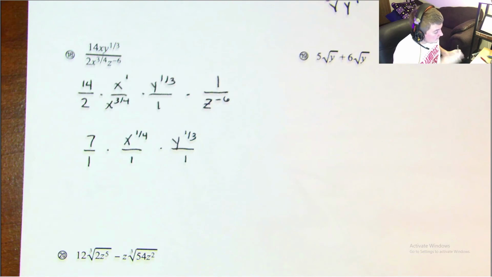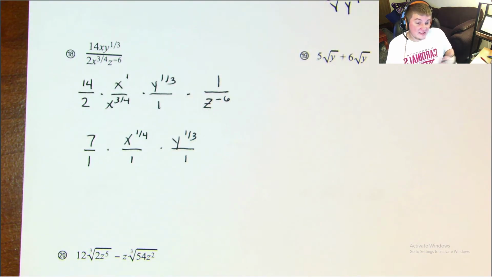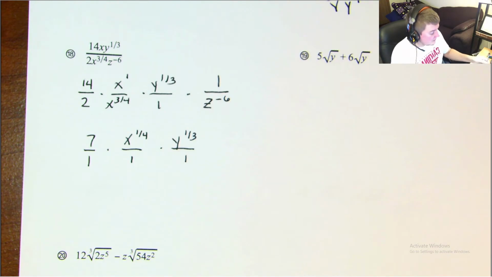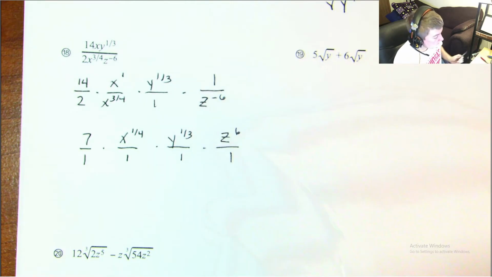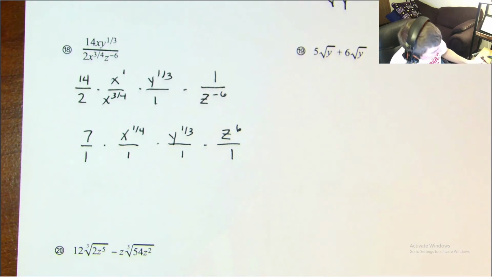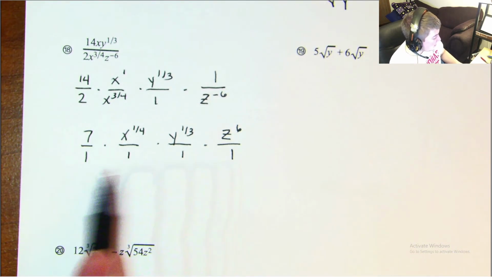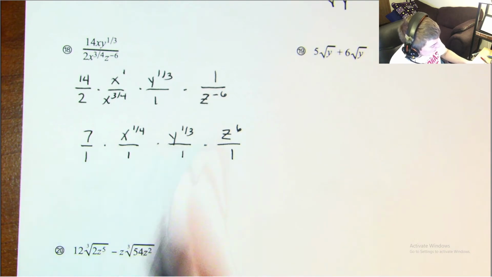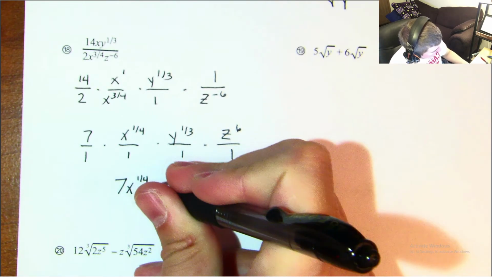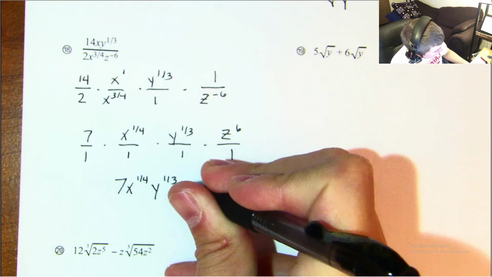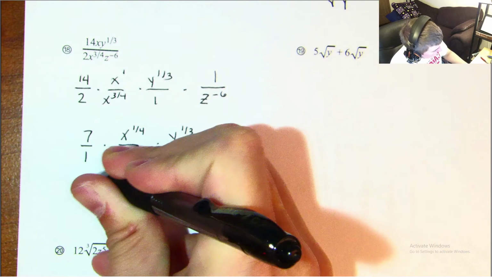And z, 1 over z to the negative 6, it's below and it's negative. We need to bring it above to make that exponent positive. It's got that reciprocal nature. Okay, and then we just multiply straight across. On the bottom, it's all 1s, so we just have to do the top. 7, x to the 1/4, y to the 1/3, z to the 6th.